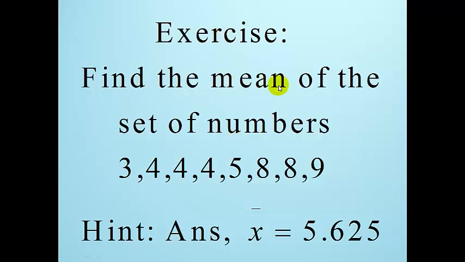Exercise. Find the mean of the set of numbers 3, 4, 4, 4, 5, 8, 8, 9. So these are the values given. The number of terms is 1, 2, 3, 4, 5, 6, 7, 8. So n is equal to 8 because the number of values is 8. If you want to find the mean, you divide the sum of all these values by 8 and the answer will come out. This is your exercise to solve. The hint: the x bar, that is the answer you get at the end of the exercise, should be 5.625. So the mean is equal to 5.625.